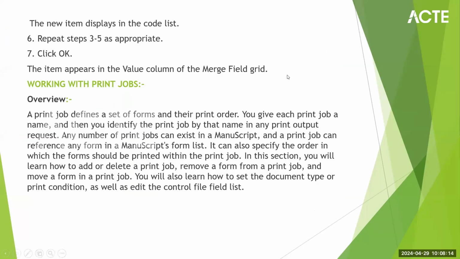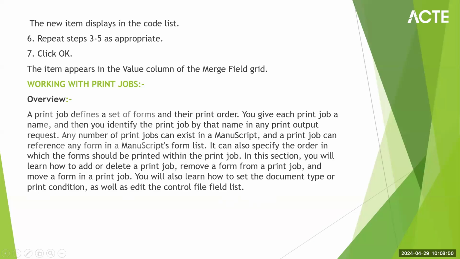Working with print job. A print job defines a set of forms and their print order. Give each print job a name, then identify the print job by that name in any print output request. Any number of print jobs can exist in a manuscript. A print job can reference any form in the manuscript form list. It can also specify the order in which forms should be printed within the print job. In this section, you will learn how to add and delete or remove a print job.